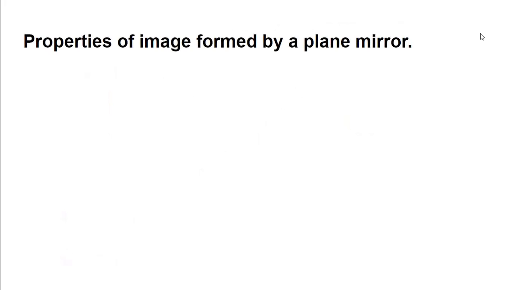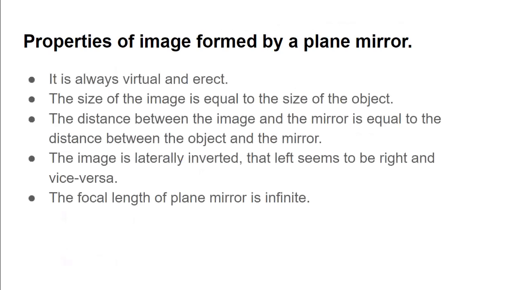Next, properties of the image formed by a plane mirror. What are the properties of the image formed by the plane mirror? The first one is that it is always virtual and erect. We already know that virtual means the light rays do not actually pass through any point, and because of that we get an image called the virtual image. The image formed by the plane mirror is always virtual and erect.